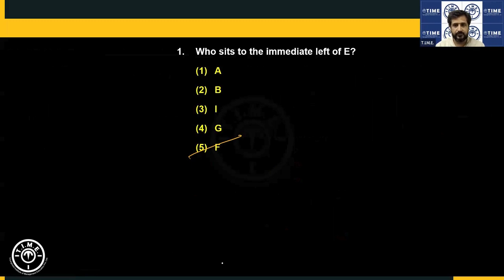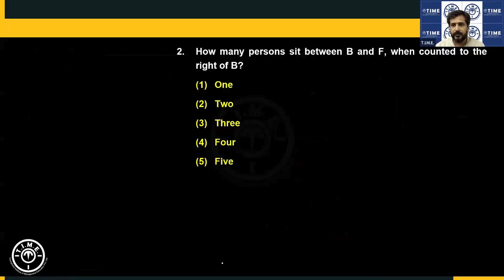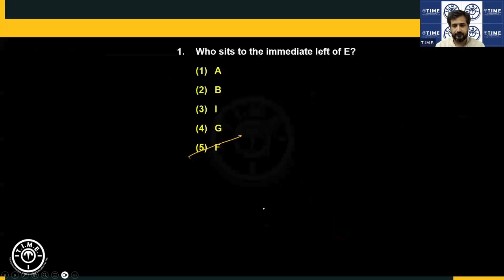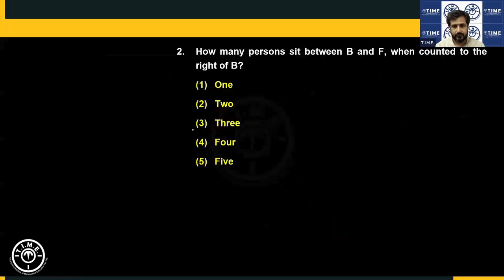Okay, now see the next question. How many persons sit between B and F when counted to the right of B? Okay, when counted to the right of B, this is the right side of B. Between F, how many are there? 1, 2, and 3 people are there. 3. Choice 3.